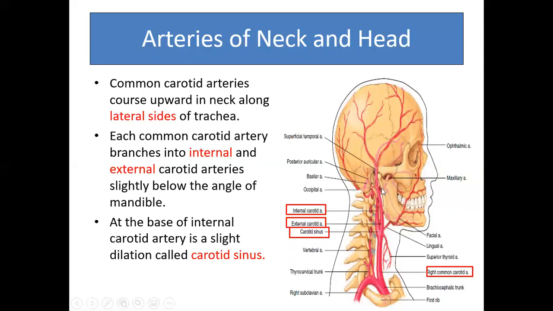And the external carotid artery. These branches actually happen slightly below the angle of the mandible.